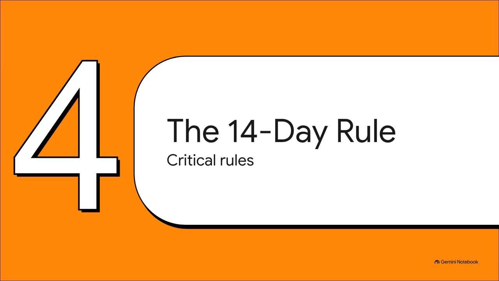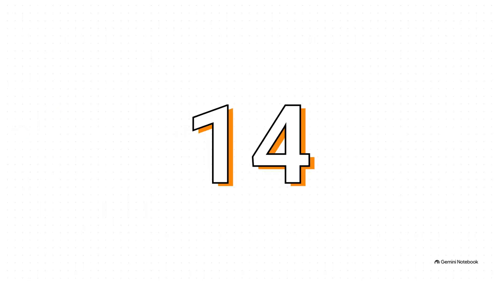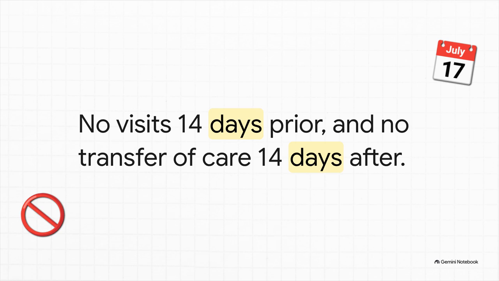These are compliance rules you do not want to mess with. 14. I want you to burn this number into your memory today, folks. When you're dealing with interprofessional consults, 14 is the magic number that dictates your strict pre- and post-exclusion rules. Here's exactly how that works in the real world.